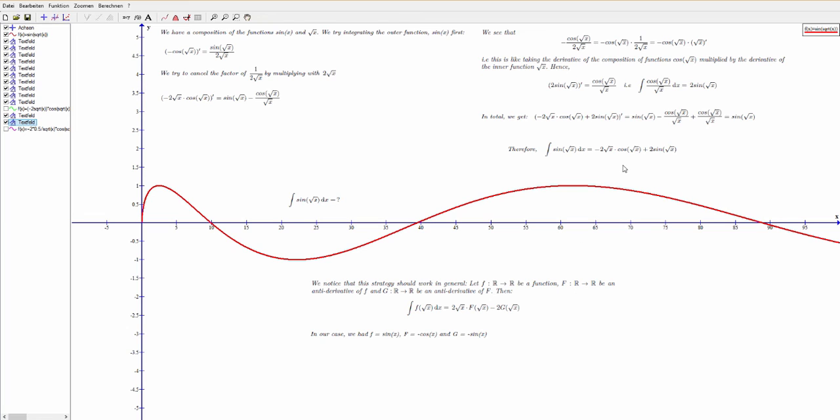And in fact, this formula does always work. And in my next video, I will talk about this formula.